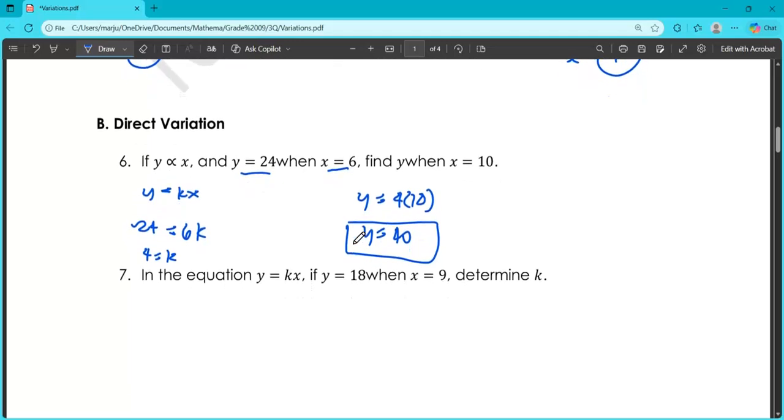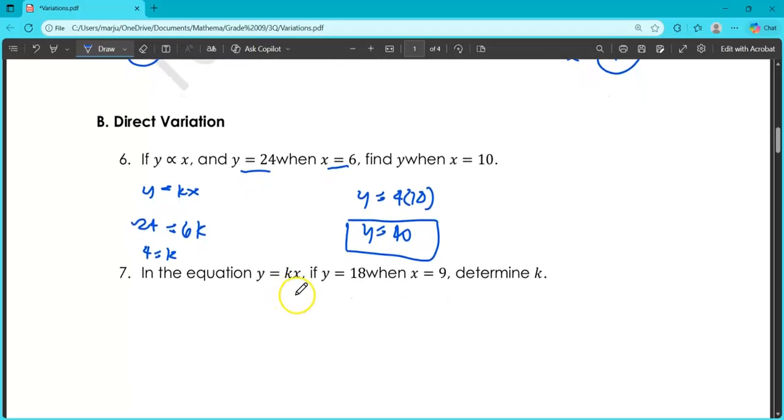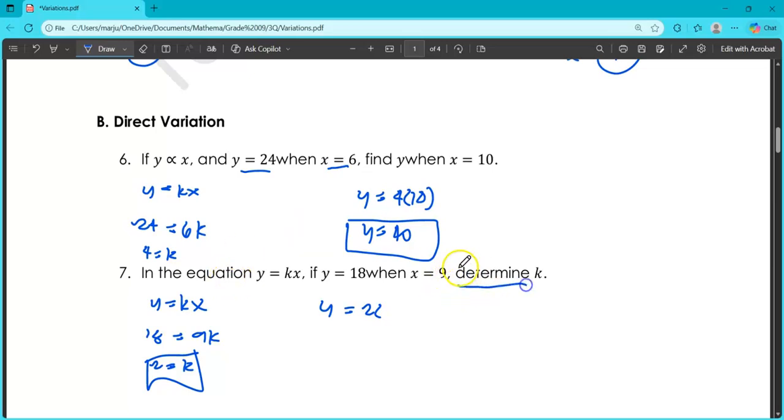Number 7. In the equation y is equal to kx, if y equals 18 when x equals 9, determine k. So again, we have y equals kx. If y is 18, so 18 equals, when x is 9, we're going to say 9k. So your k is equal to 2. So if your k is 2, going back again to our direct variation, y equals 2 times, no, we are just asked of the k. So that will be our answer. My bad.